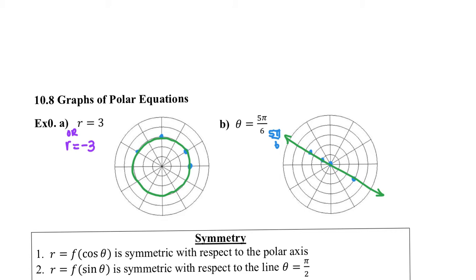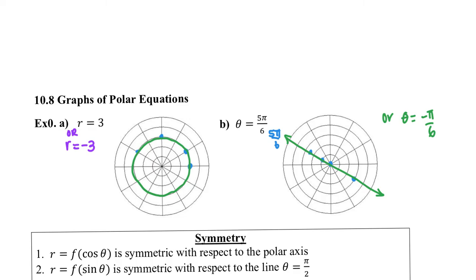Now again, this is not a unique equation for this graph. I could also call this, what is this? This is negative pi over 6. I could call it theta equals negative pi over 6. I could call it theta equals 11 pi over 6. I could call it theta equals -7 pi over 6, and it would all result in the same kind of graph.